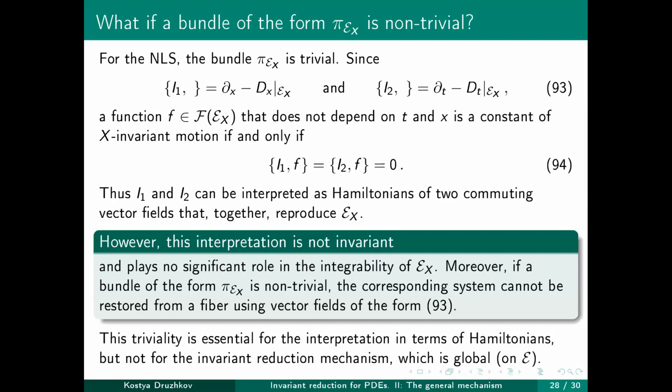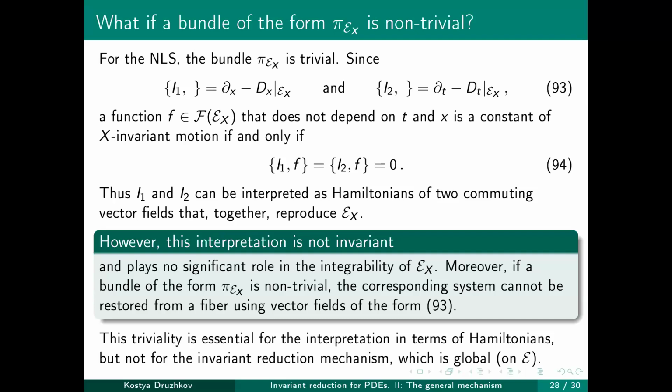Moreover, if a bundle of the form is non-trivial, the corresponding system cannot be restored from a fiber using vector fields of the form 93, because this is what usually happens in, say, Hamiltonian mechanics. We consider phase space given by the equation itself. But the equation is a bundle over real line over time. And we can take the fibers, and the fibers are given by cotangent bundles of some configuration manifold. The fibers are cotangent bundles. And then we say that, okay, we can take Hamiltonian vector fields on a fiber, and restore the bundle itself, because the bundle is trivial in principle.